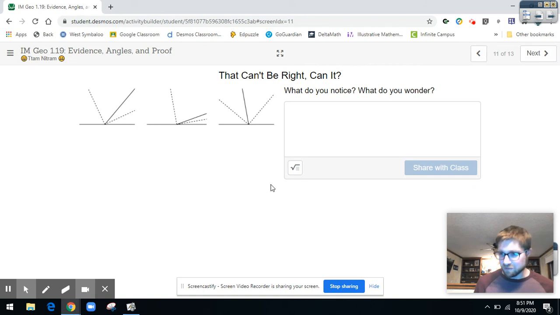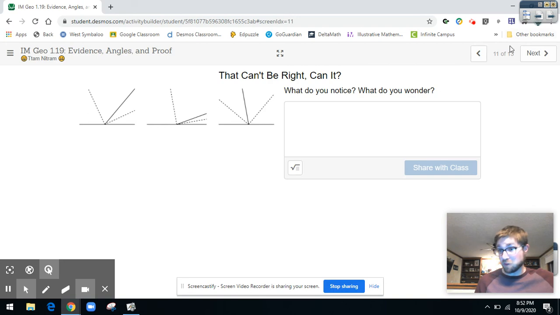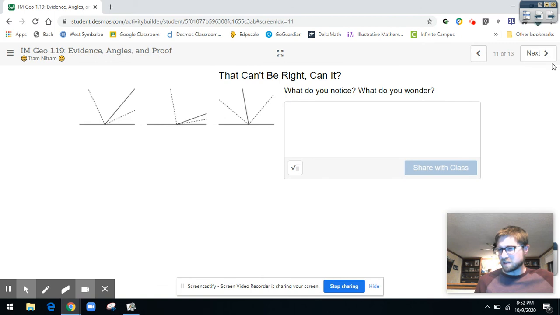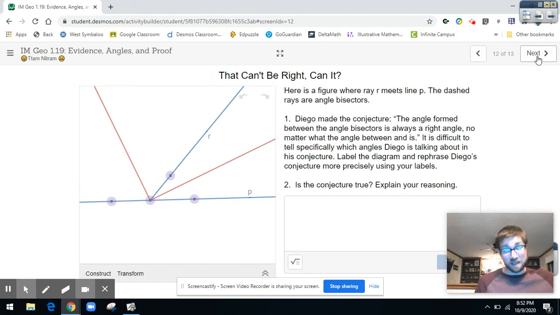Anyway, last bit for now. I want you to make a notice and wonder statement here. What do you notice and what do you wonder about this? Okay, well, whatever you said. On the next page, here's what Diego thinks. Here's something that Diego noticed about this. He noticed that all of those dashed lines tended to make right angles. That's interesting. And also, each of these appears to be a bisector of the angle. And on this page, I've actually built that particular construction. So these red lines are definitely angle bisectors. I've built it that way.